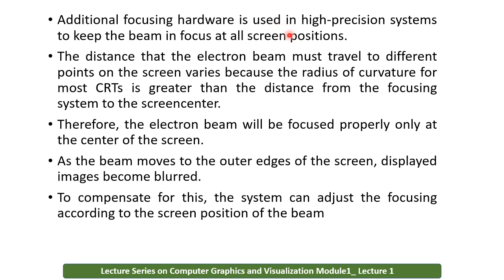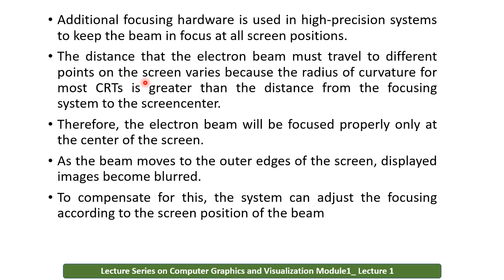Additional focusing hardware is also used in high-precision systems to keep the beam in focus at all screen positions. This depends on the distance the electron beam travels to different points on the screen. The focus varies because of the radius of curvature of the screen, and in most CRTs the distance from the focusing system to the screen edges is greater than the distance to the screen center.